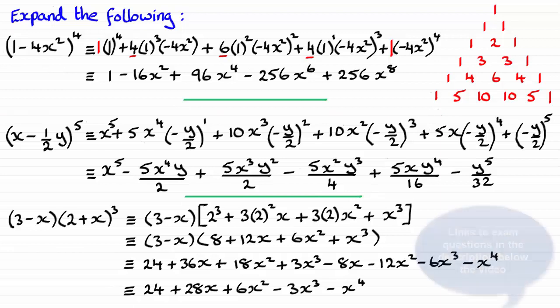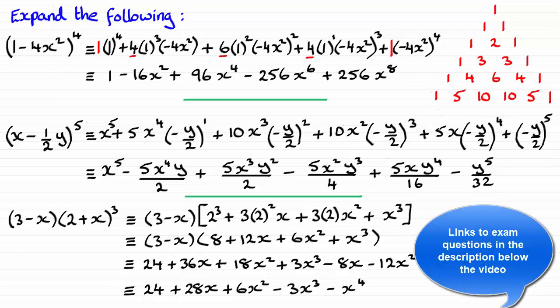Now in the next section I want to show you how we can handle expansions where we've got, say, something like this, but it's not to the power 5 but a much higher power, like say 15. We wouldn't want to use Pascal's triangle because it would just take too long. So what I'm going to be showing you next is another formula that we can use that will help speed things up.